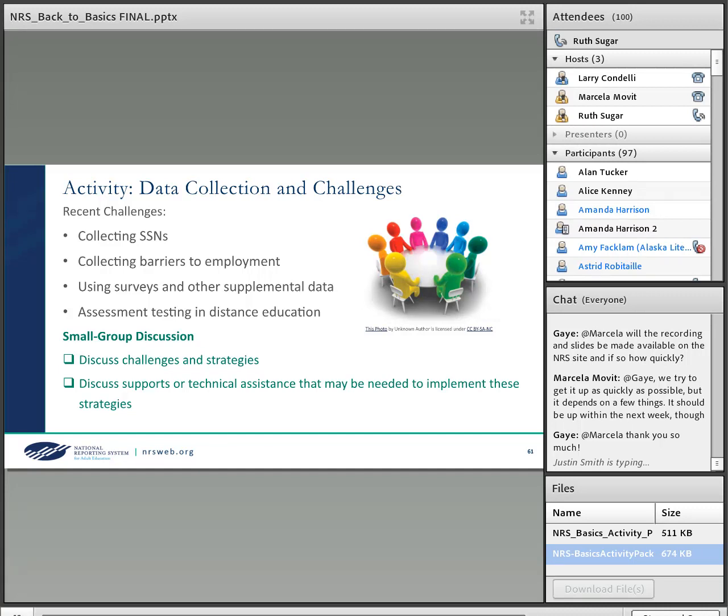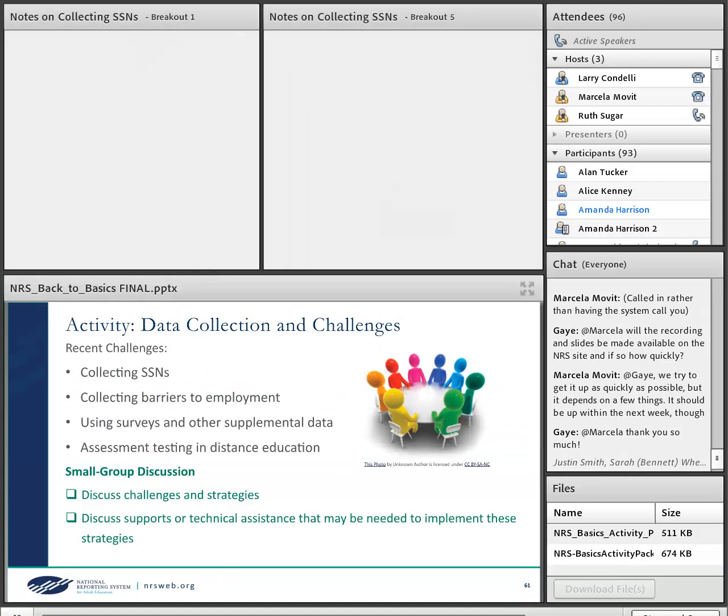So if there is a particular area that you have experienced challenges, you can maybe describe it a little bit in the chat, and then if other people can offer some strategies that have maybe worked for them. So why don't we start out, we can just discuss collecting Social Security numbers first, and then we can go down the list.